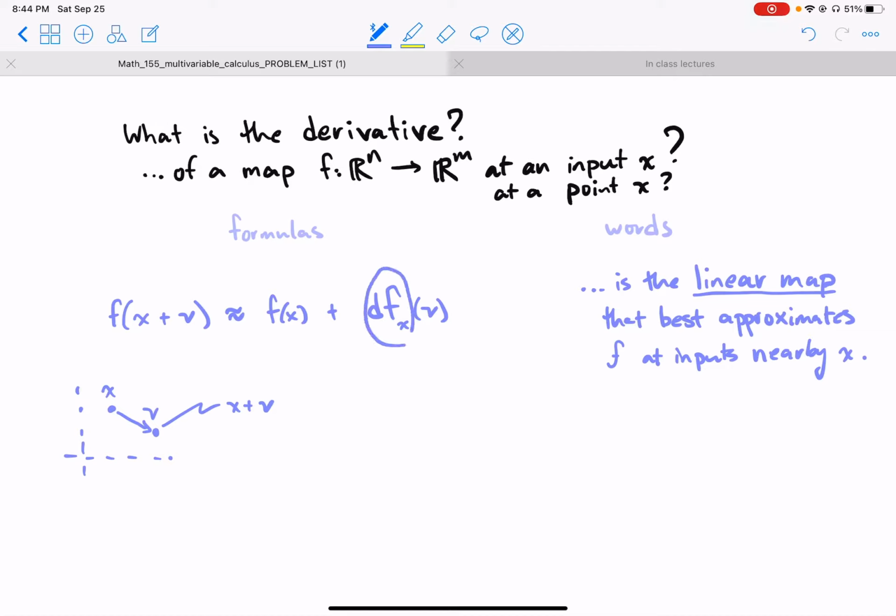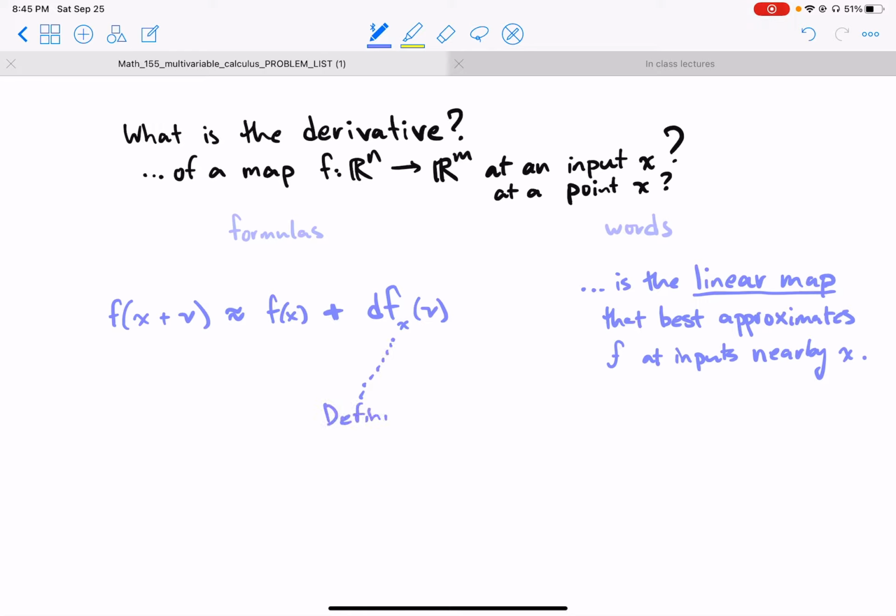So the derivative is a map. It's evaluated at a movement vector, and it spits out a new vector, namely what we should add to the vector f of x in order to make this be approximately correct. So that's what it is in formulas. This is sort of the motivation. This is why we do it. Now, what is it actually? Like, how do I calculate this? Well, or really, what's the definition?